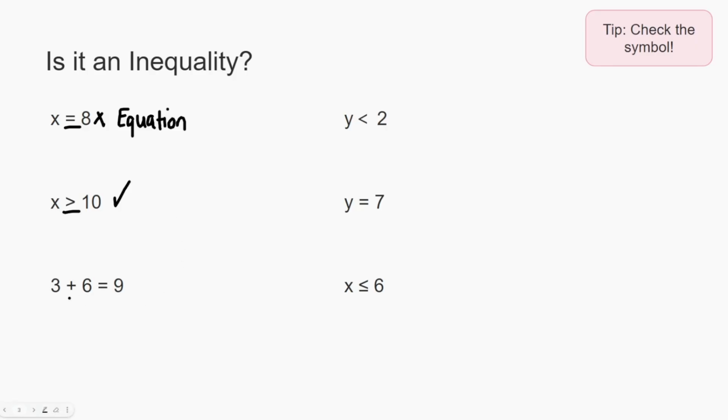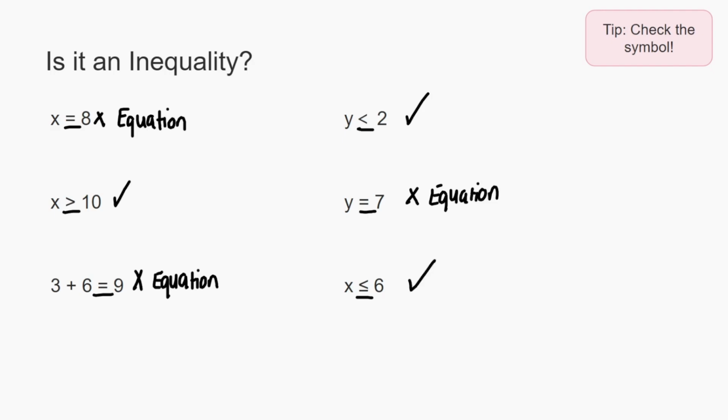For this one, we have 3 plus 6 equals 9. We have an equal sign, so no, it is an equation. For y is less than 2, we have a less than sign, so it is an inequality. How about y equals 7? We have an equal sign, so no, it's an equation. And last but not least, we have x is less than or equal to 6. Because we have this less than or equal to, yes, and it is an inequality.